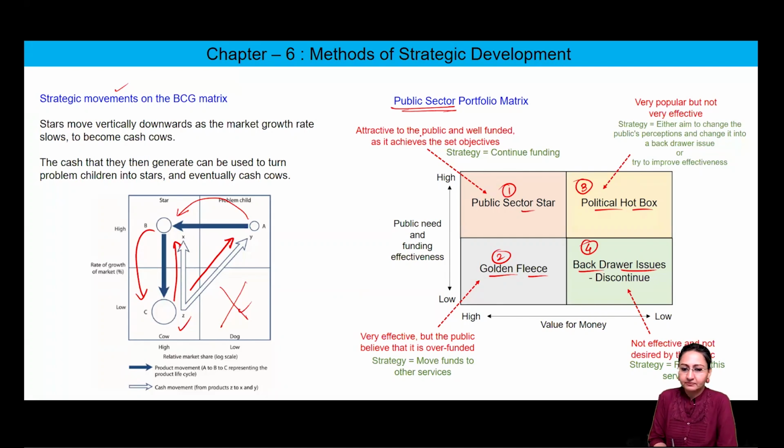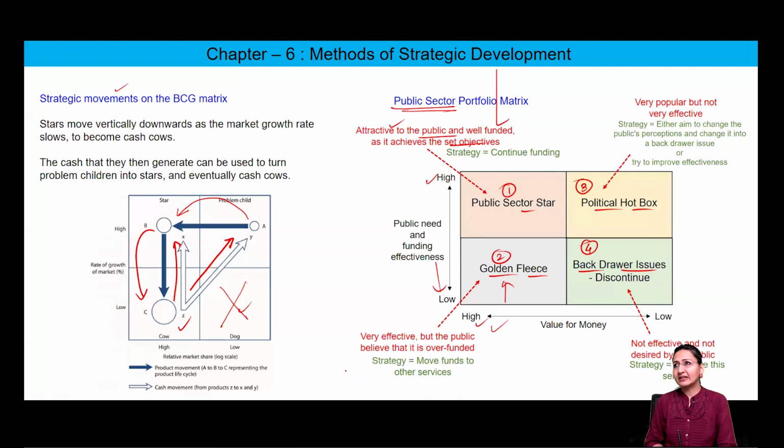Public sector star. Public is attracted towards it. The public considers it to be highly needed. Public need it. And public considers it to be a value for money business unit. So that's a public sector star. For example, railways, we can say. It's value for money, then we consider it to be valuable. That is why a lot of people use Indian Railways. So that is attractive to the public. It should be well funded. Yes, you need to see and set objectives. You need to focus on them. Do not leave them unattended. Now, golden fleece. Golden fleece, people do not need it, but it is still value for money.